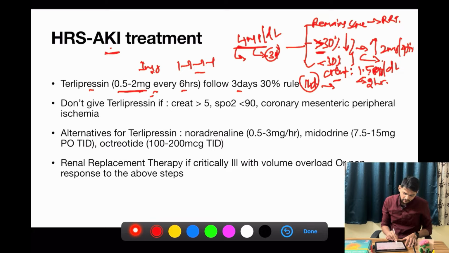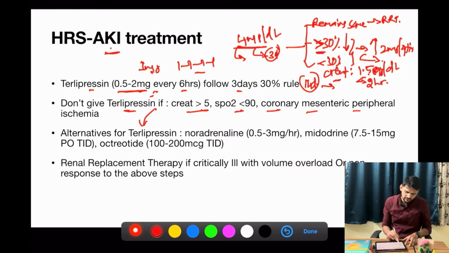And it is also important to know when we should not give terlipressin. Suppose the creatinine is more than 5. In our example case, we gave it as 4. So if it was more than 5, don't use terlipressin. If the saturation of the patient is less than 90%, or if there is any history of coronary ischemia or peripheral ischemia, mesenteric ischemia, we should avoid this particular medication.